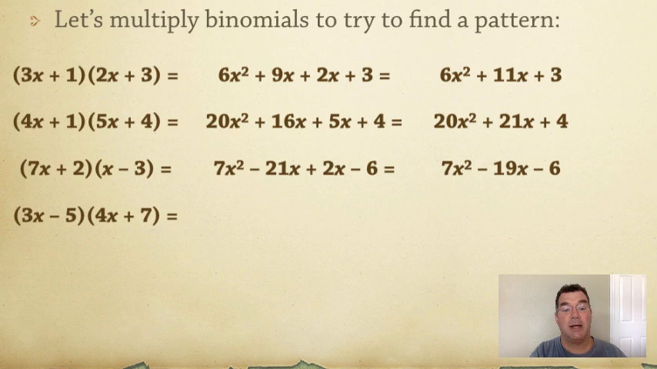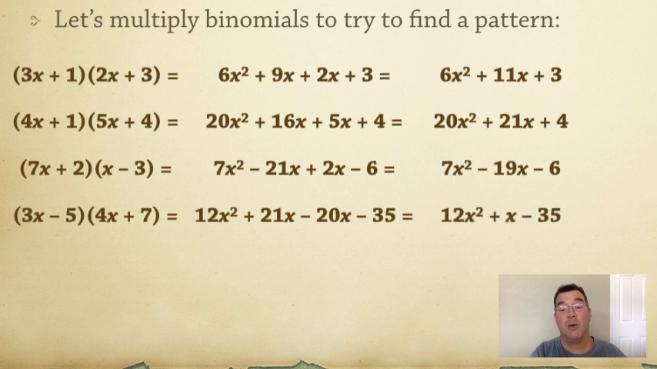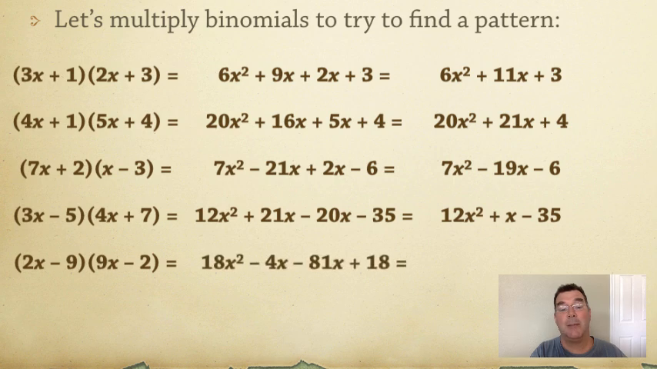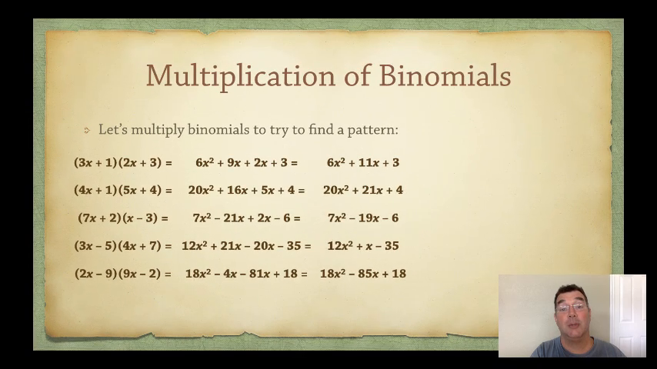If I have 3x minus 5 times 4x plus 7, I get 12x squared plus 21x minus 20x minus 35, and that simplifies to be 12x squared plus 1x, or just x, minus 35. And then lastly, if I have 2x minus 9 times 9x minus 2, I get 18x squared minus 4x minus 81x plus 18, and that simplifies to 18x squared minus 85x plus 18. So I'm looking for a pattern with those examples.